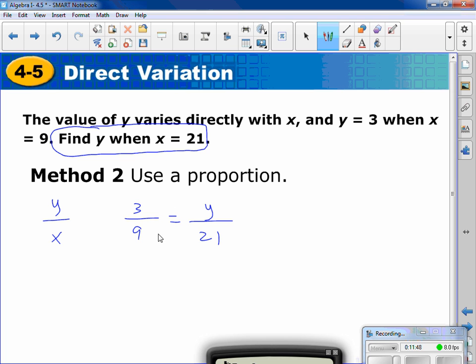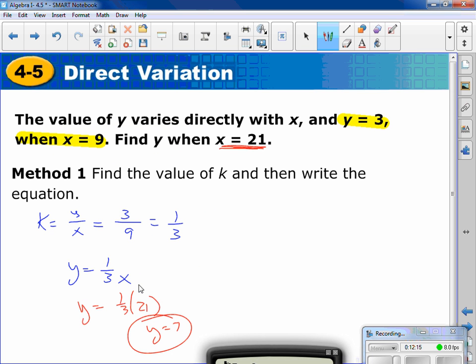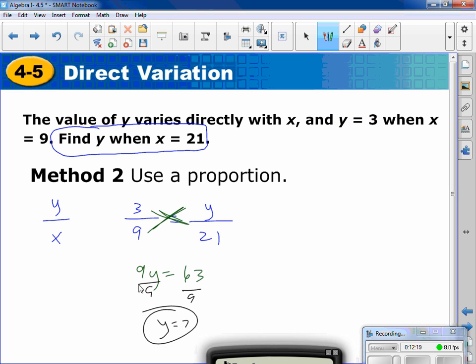Solving a proportion. 9 times y, 9y. 3 times 21, 63. Divide by 9. y is 7. Different method gave me the same answer. I usually use this way because if I'm missing my x, in this problem I have to do more work to rearrange to solve. This one can take longer than this one.